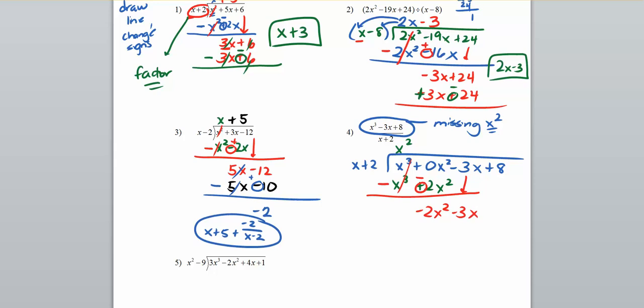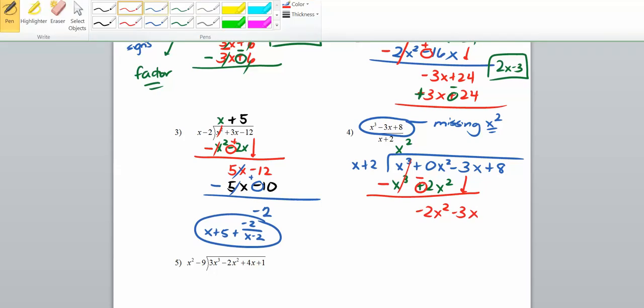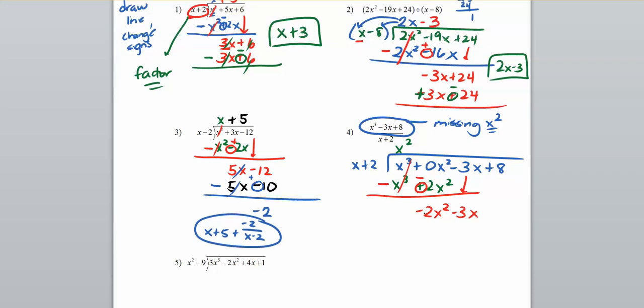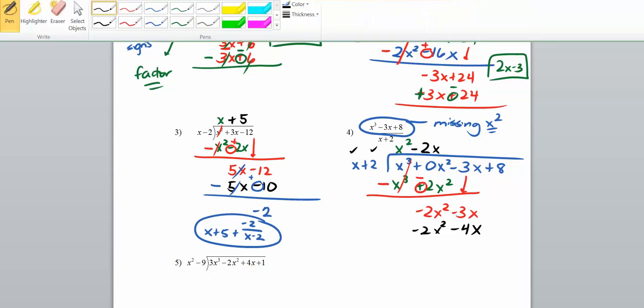We're going to start over again and say, okay, how does x become negative 2x squared? I need to multiply by what? Well, negative 2x, right? So take the negative 2x, multiply it by both terms out front. So negative 2x squared minus 4x. Now I have to draw my line and change my sign.